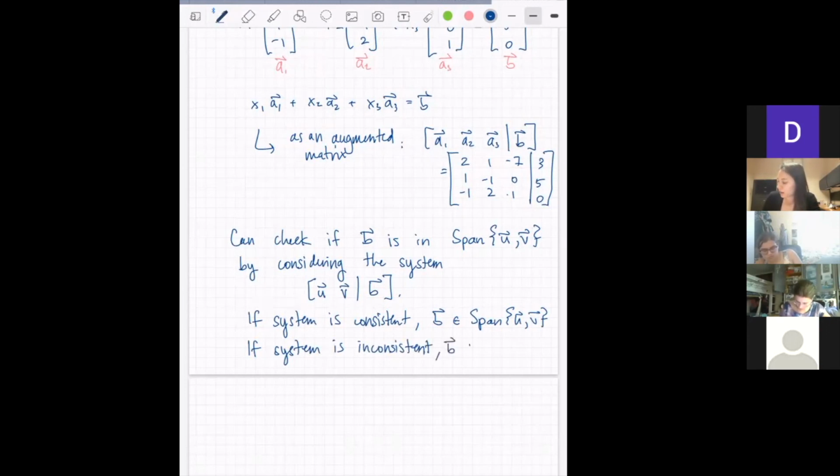So I accidentally used this notation. So let me just say something about this.